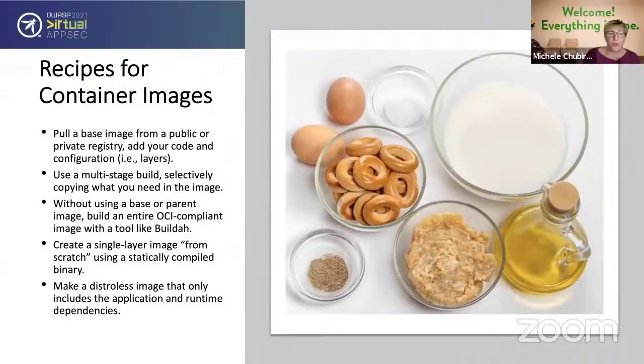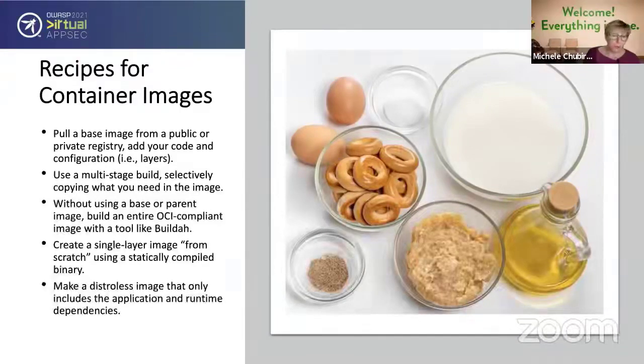So you can pull a base image down from Docker Hub, from another public registry, or maybe a private one. Maybe you have a vendor that you work with. They've containerized their software and they have a private registry that's only available to customers. And then you could either add code and configuration, or you can just run it as is. You can use a multi-stage build, which is something I recommend, selectively copying what you need in the image.